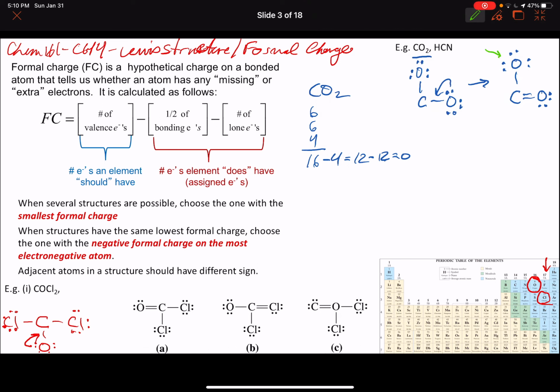If you look at the formal charge here, you will find that the formal charge is equal to -1 here. So please stop the video and confirm that that's what we have for formal charge. If you look at the formal charge here, you'll find that the formal charge is 0.